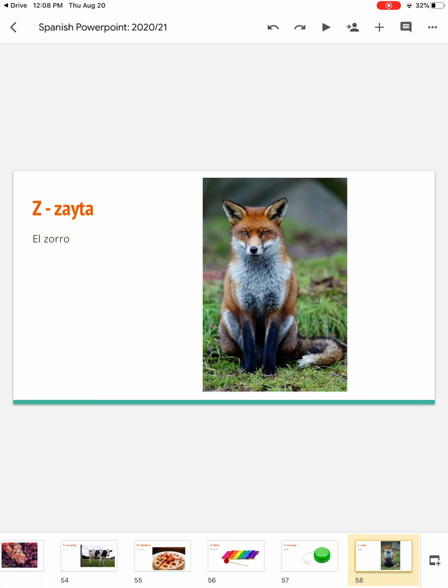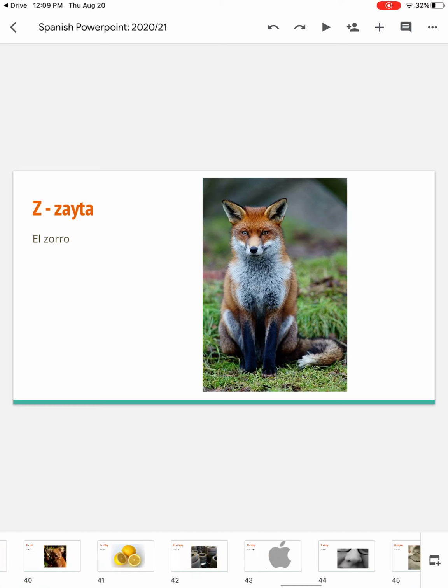Last letter we have Z, which is pronounced zeta. Zeta. And our word for fox is el zorro. So hopefully you noticed there that there's a double R, so you're going to have to roll those R's for me. Zorro, which would mean fox.